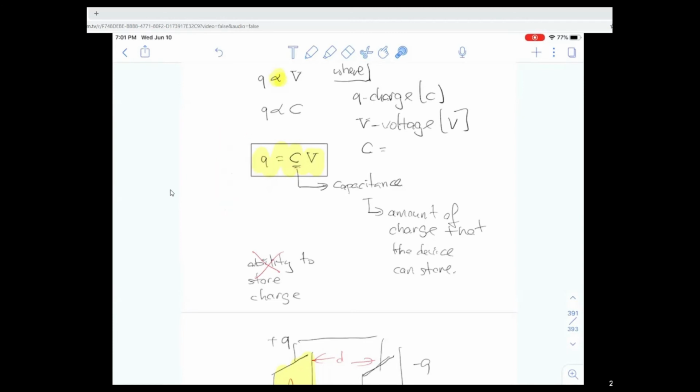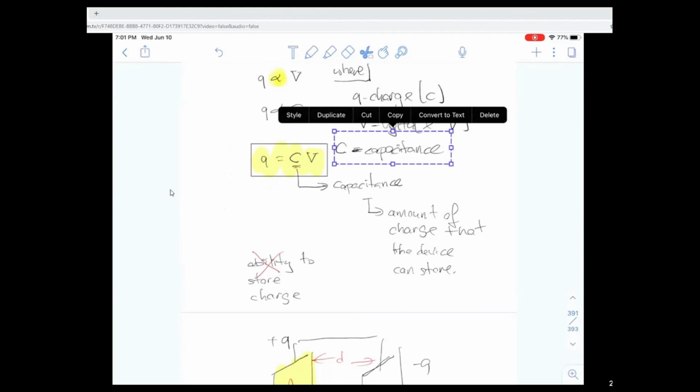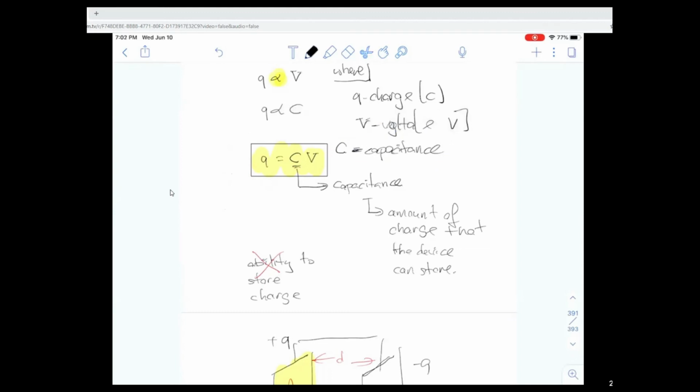So the capacitance can be expressed in terms of coulomb per volt. It can be expressed like that, but that's not the way we will express it because it's just too much. So how do we express it?